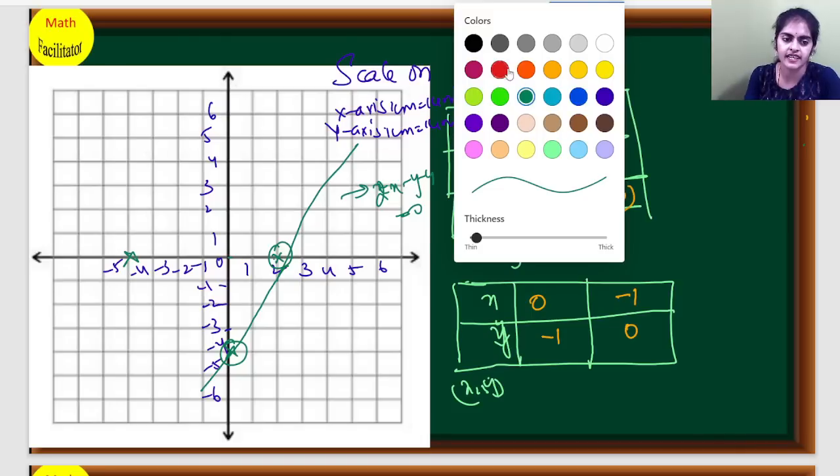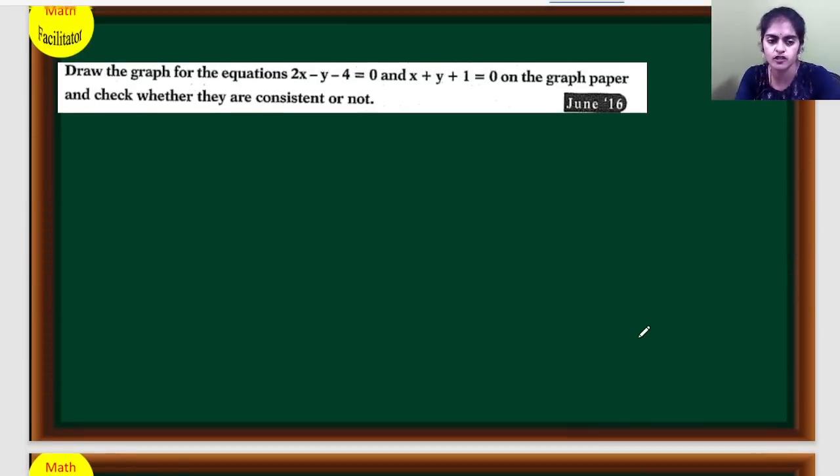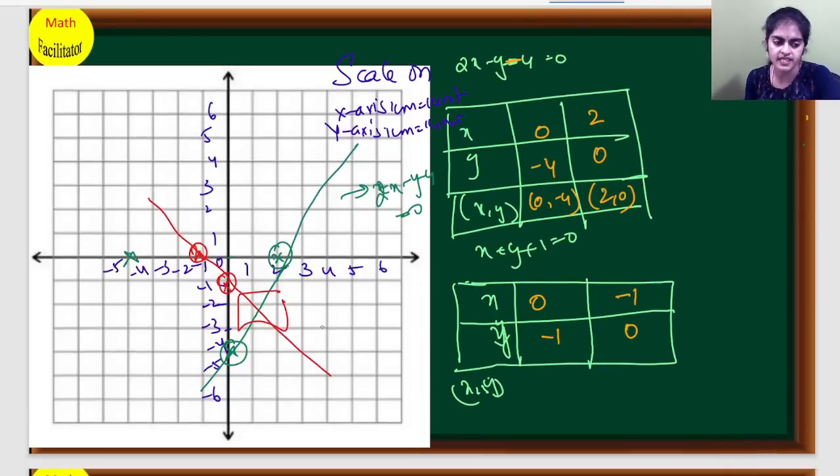Now the next line: 0, comma minus 1, 0 on the x-axis, minus 1 on the y-axis, and minus 1, comma 0, minus 1 on the x-axis and 0 on the y-axis. If I draw these two lines, they are intersecting lines and they have one single solution. They are consistent also, because intersecting lines are consistent, and this is the solution.